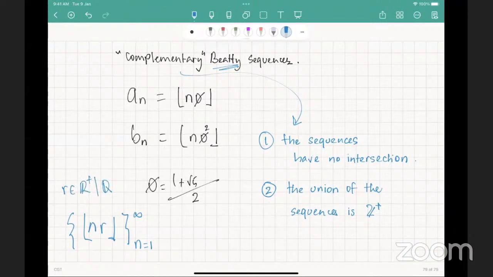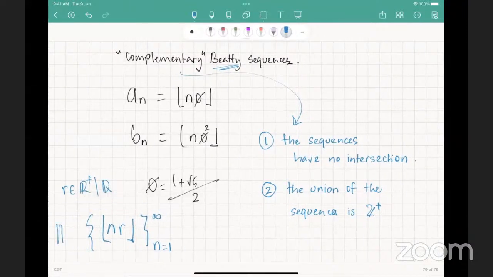So this sequence is basically determined by R, and let's denote it B_R. And it turns out that if you have two sequences, B_R and B_S, they're complementary if 1/R plus 1/S equals 1. And you can check that that's actually true for R equals φ and S equals φ squared. That's an easily verifiable exercise in computation, so I won't drill down on that.